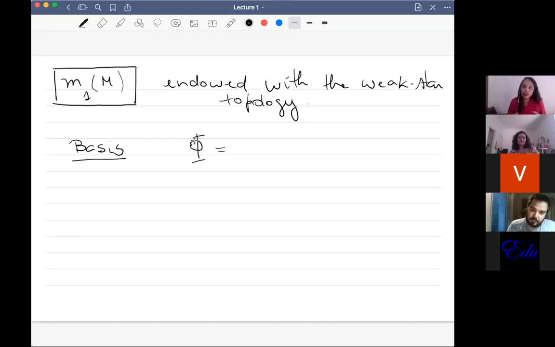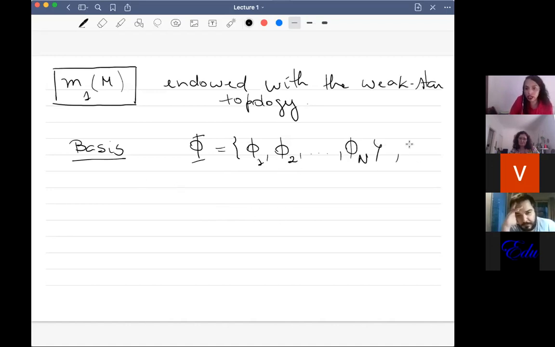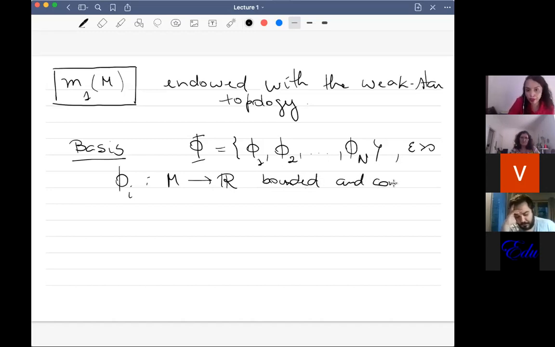And if you know this, it's simple to understand that the basis of open sets, the base of neighborhoods, are defined by functions. So you consider a finite number of functions, phi 1, phi 2, up to phi n, where n is a finite number, and you consider an epsilon. Each phi i is a function that takes values in R, which is bounded. It's not linear, it's bounded and continuous. So you can define the open set using a finite number of bounded and continuous functions.